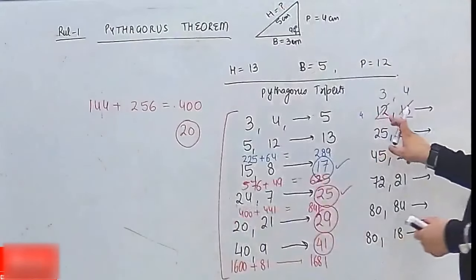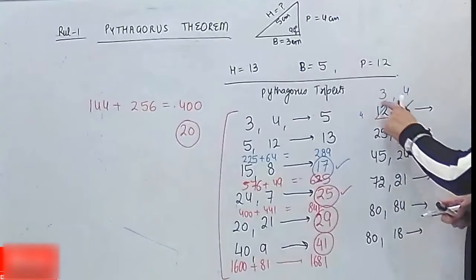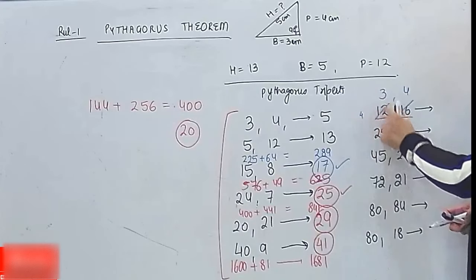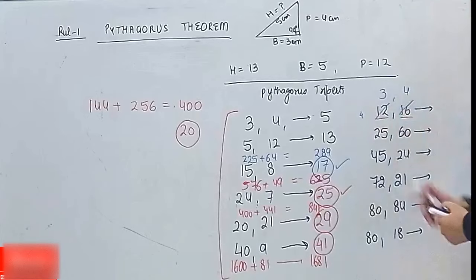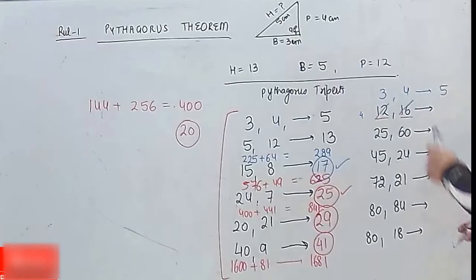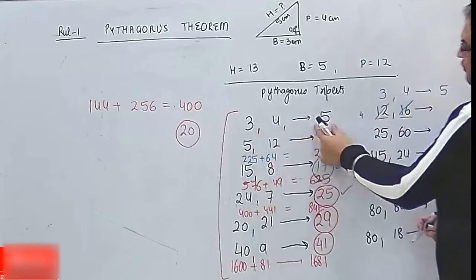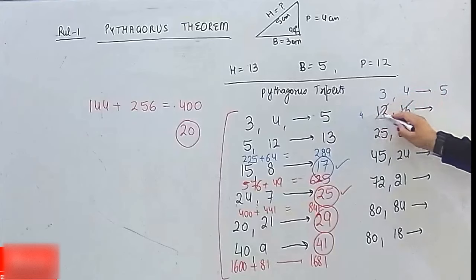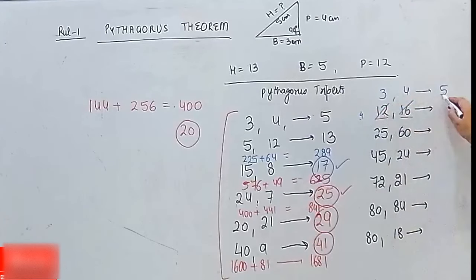Okay, so let's see, students, how do we solve such a question with the help of a shortcut. So we have the common multiple 4. 4 3s are 12. 4 4s are 16. Now for 3 and 4 we get the answer as 5. We know that for 3 and 4 we have the hypotenuse as 5. Now this is getting multiplied by 4, this is also multiplied by 4, and this also gets multiplied by 4. That means this answer has to be 20.